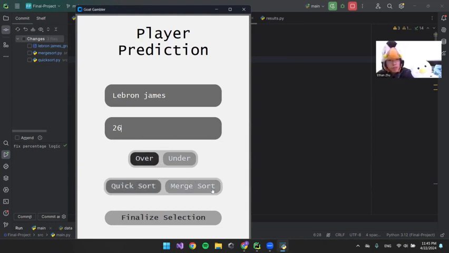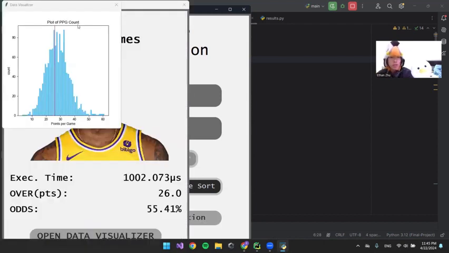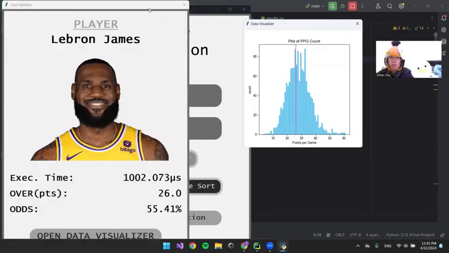And now here we have two options, a quick sort and a merge sort option on how we sort this data before we decide to run the probability check for it. In this case, we're going to choose merge sort, and we're going to finalize selection and wait for the outcome. So here it is. We got this awesome data visualizer for you.